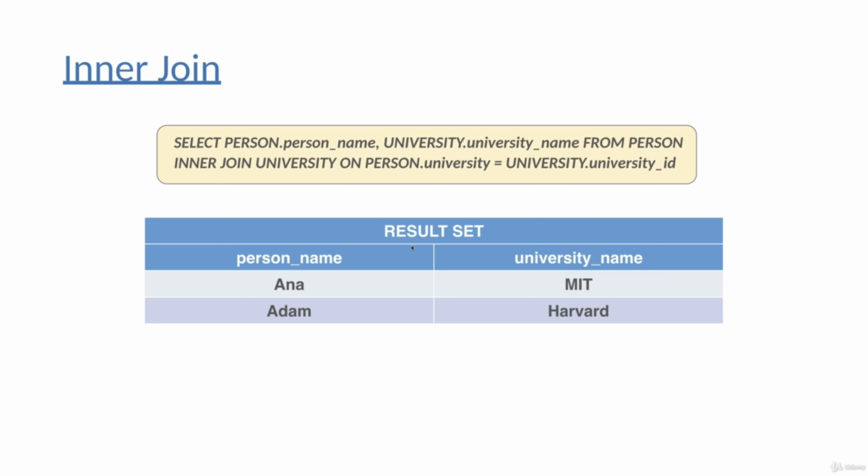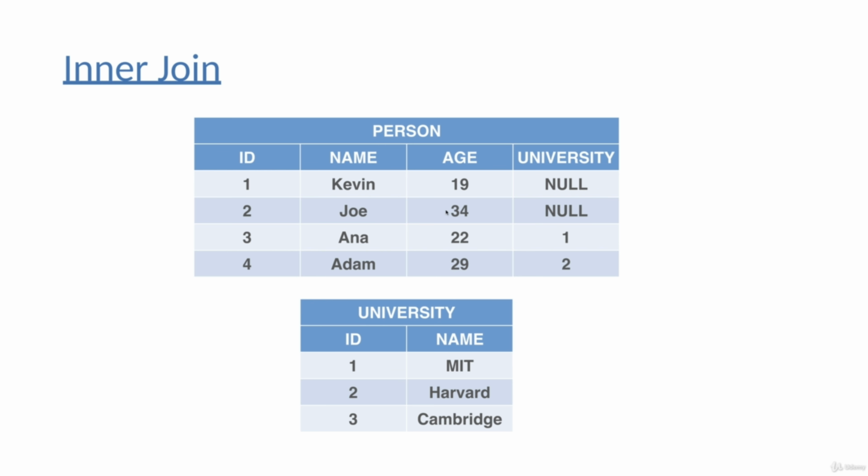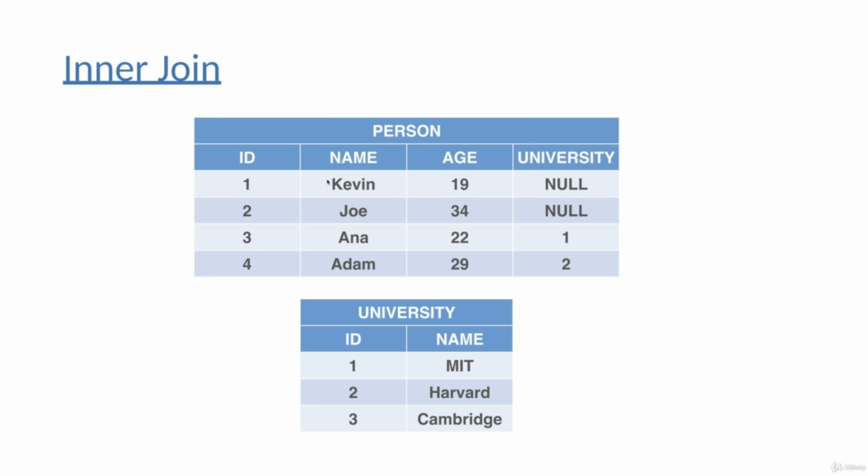And what's going to be the result? The result is going to store Anna with name MIT, Adam with name Harvard. So again, if we take a look at the Venn diagram, then it is clear what's going to be the result set. So for example, we have Kevin and Joe, but of course these names are not present in the result set. And you may pose the question why? Because Kevin and Joe do not attend any universities, so the university parameter is equal to null.